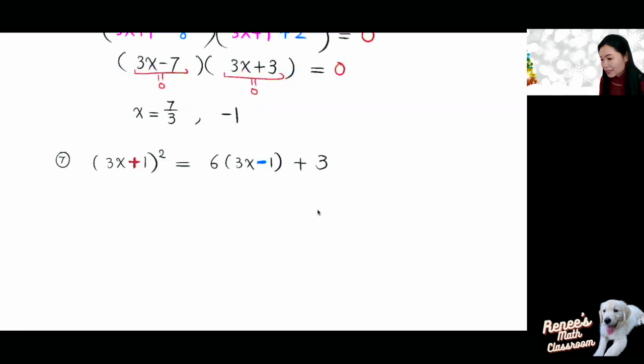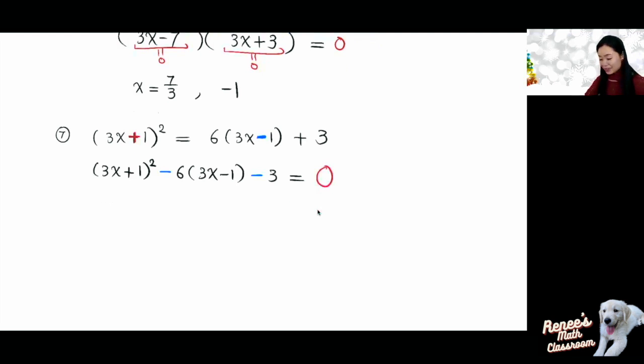Now this one over here. So first of all, let's get one side to be 0. So the square on this side, I'm going to keep this on the side because it has positive coefficient. And now I'm going to move this over, become minus 6 times this. So minus 6 times 3x minus 1. And then also move this over, become minus 3. So I get the other side to be 0.